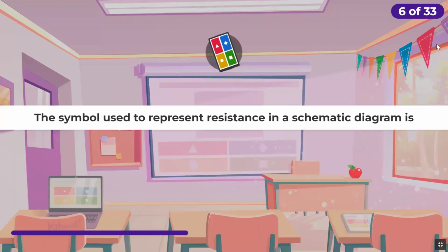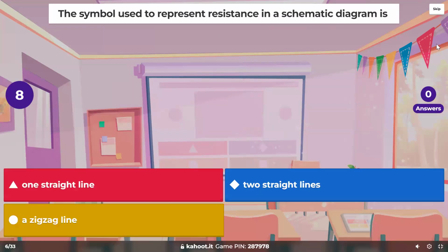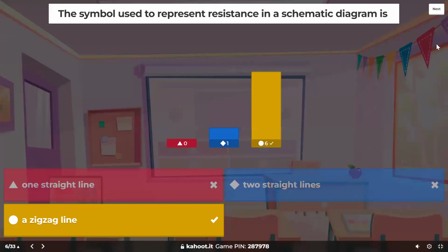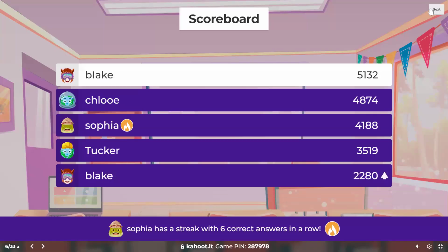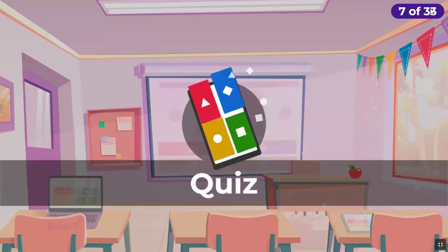The symbol used to represent resistance in a schematic diagram is... Yep, that's your zigzag. A zigzag line is a resistor. There you go, zigzag. Blake in the top 5.